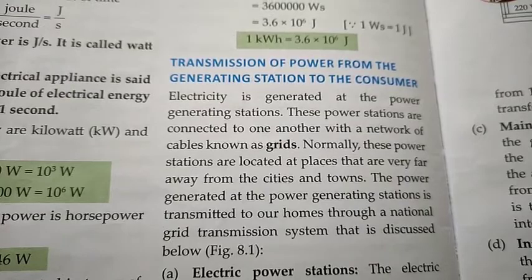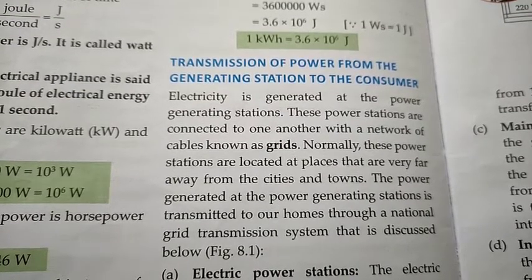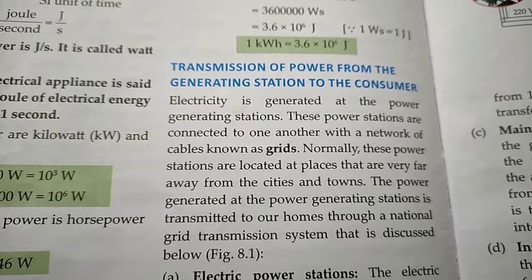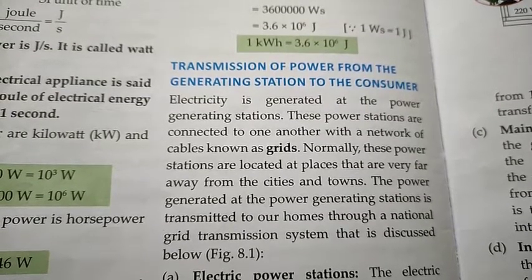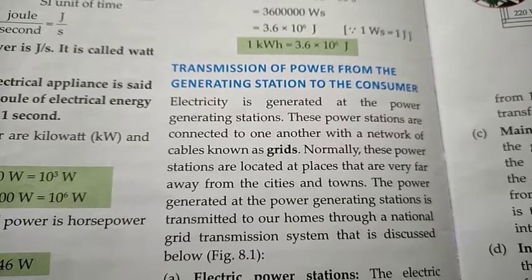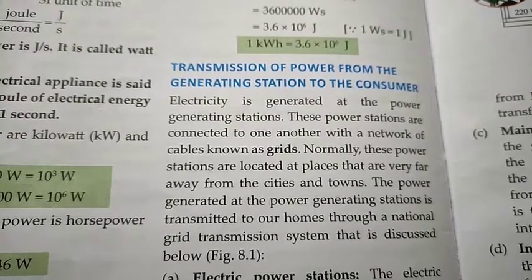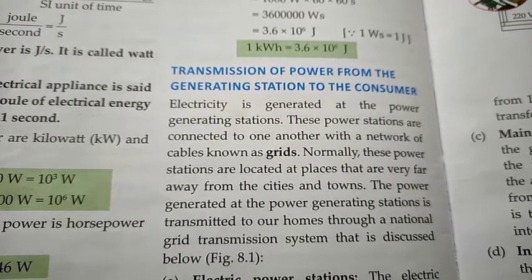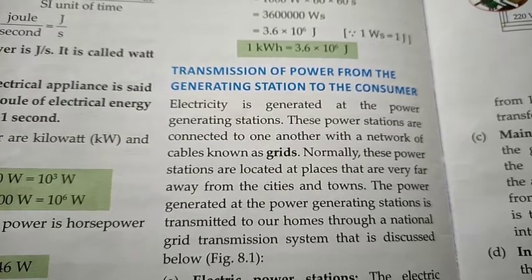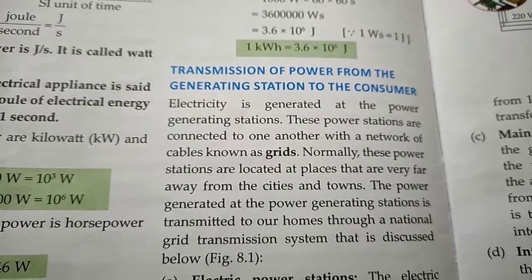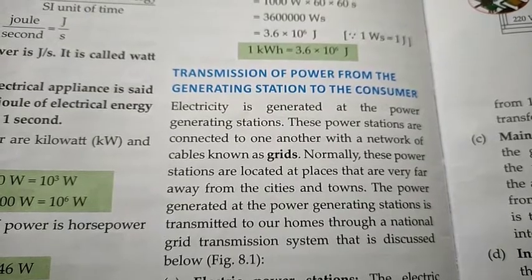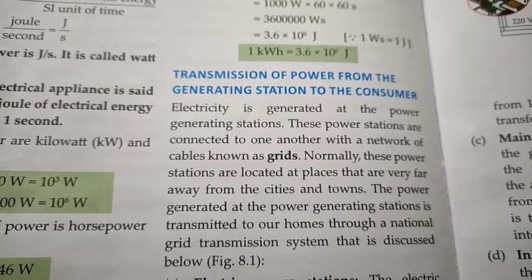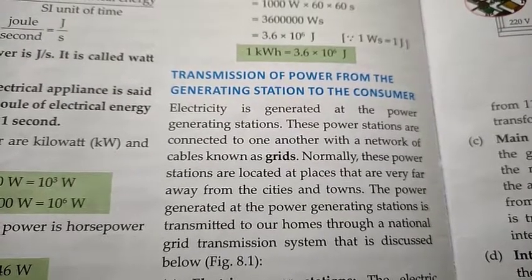So, what we have come to know, electricity is generated at power stations, and these power stations are connected to one another with a network of cables. These cables are called grids, and these power stations are located at places that are very far away from the cities and towns. The power generated at the power stations is transmitted to our homes through a national grid transmission system.